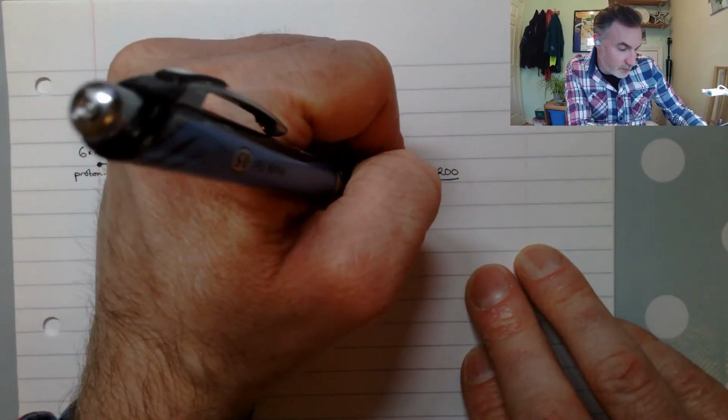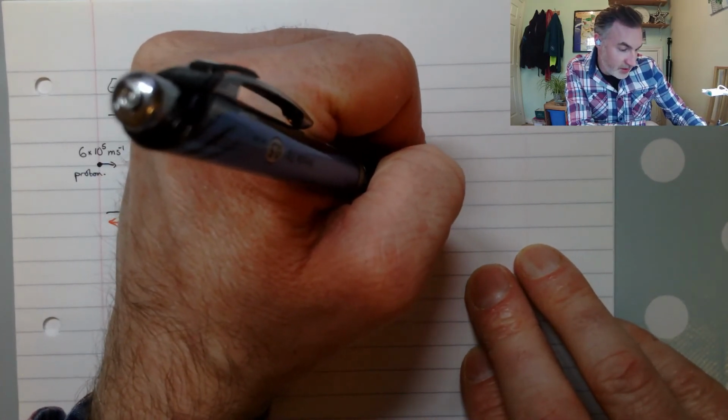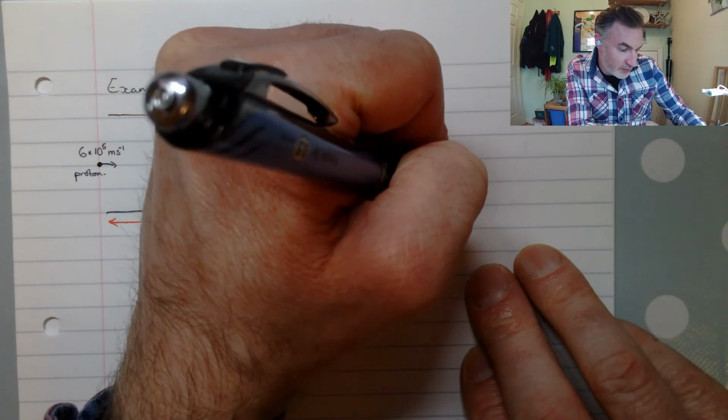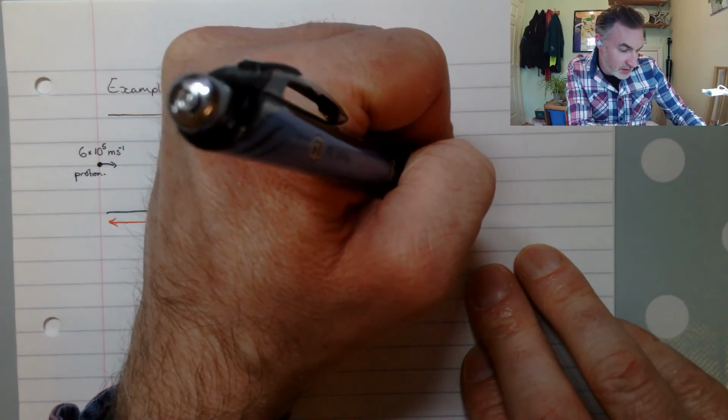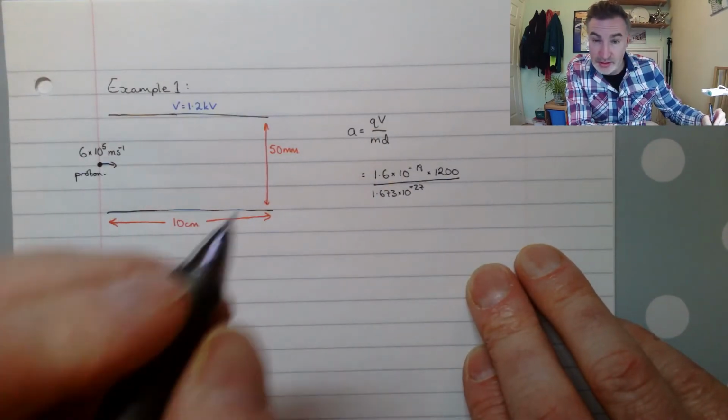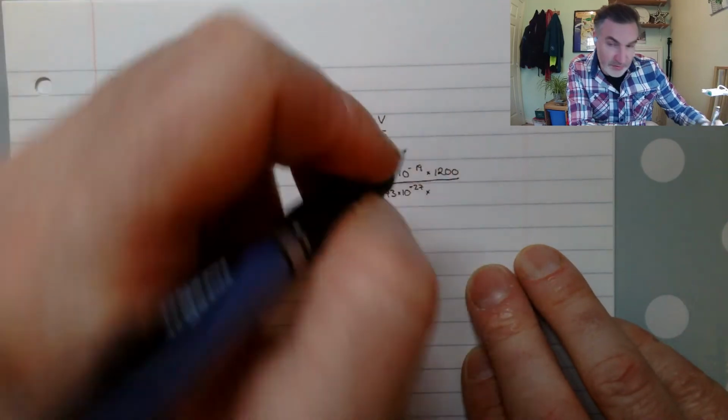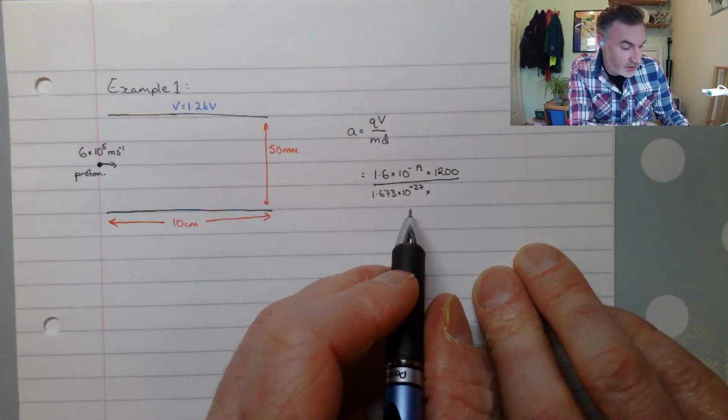Times mass, so 1.673 times 10 to the power of minus 27, I hope, I think, I remember. I could probably check it out, but I won't.